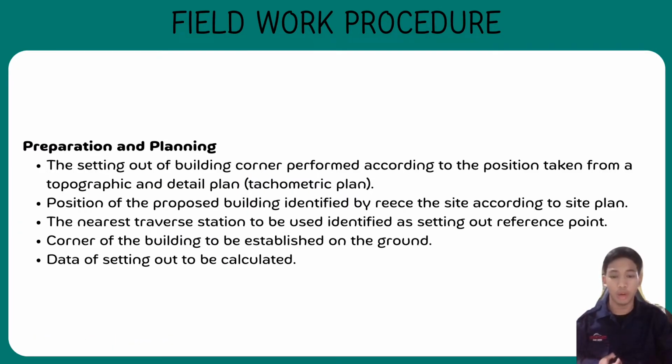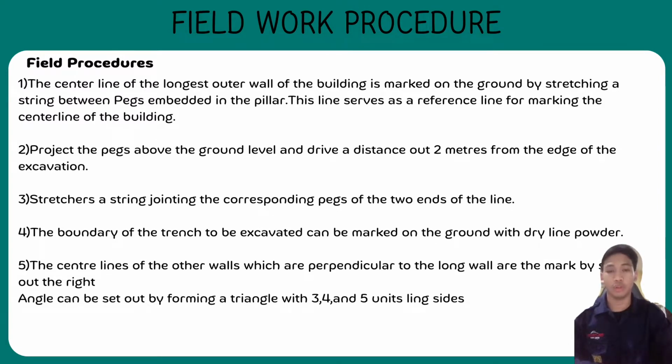So next, I will tell you about the fieldwork procedure. But let me tell about the preparation and planning first. So for preparation and planning, the setting out of the building corner is performed according to the position taken from a topographic and detailed plans. Number 2 is position of the proposed building identified on the site according to the site plans. Number 3 is the nearest traverse station to be used, identified as setting out reference point. Number 4 is corner of the building to be established on the ground, and lastly is data of setting out to be calculated.